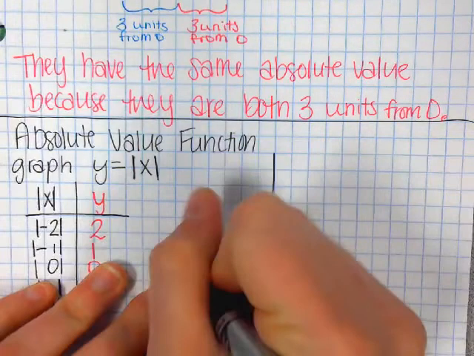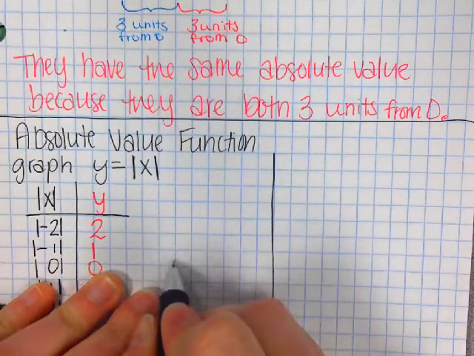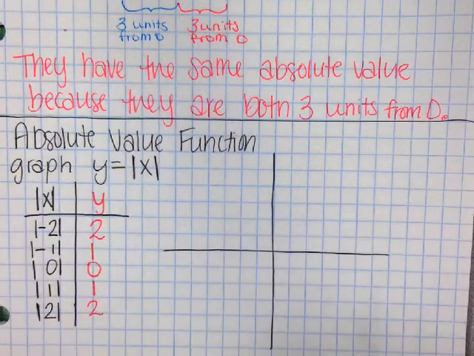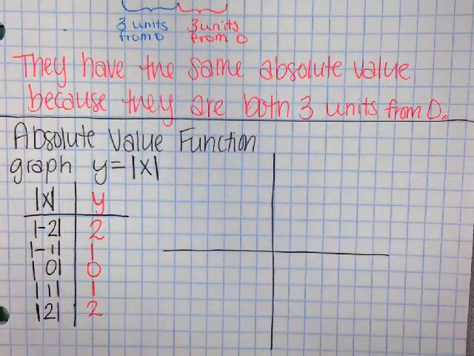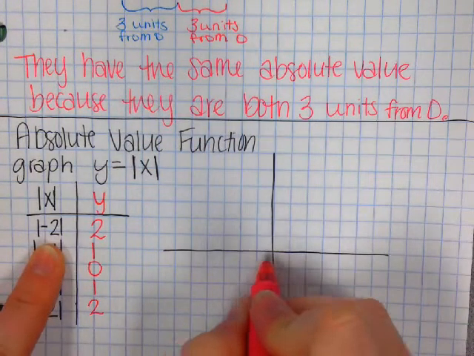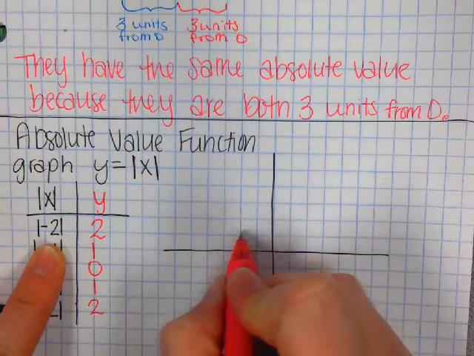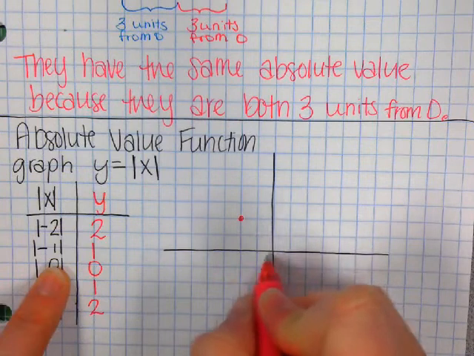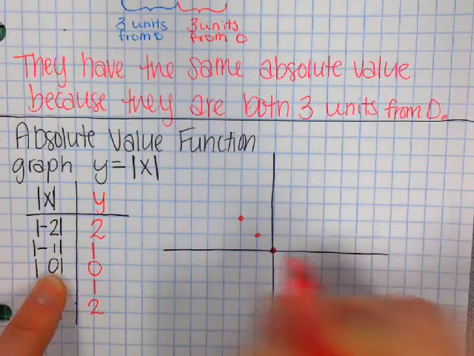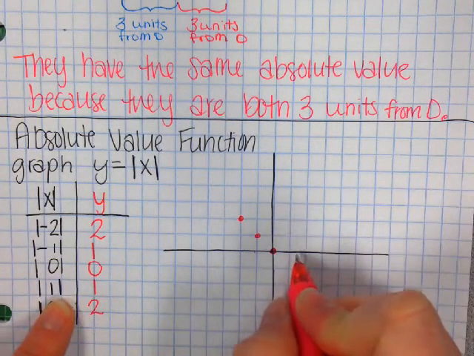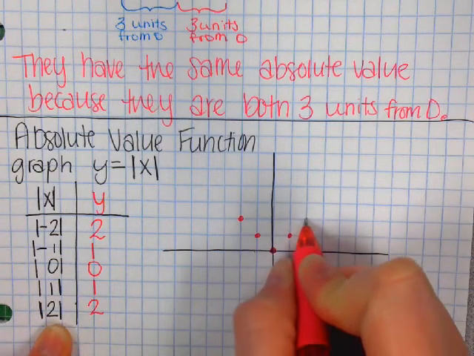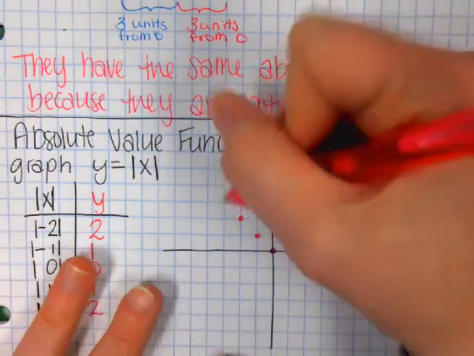Okay. And again, this is just an introduction. We will be working with this a lot more over the next while. Okay, so the first point was at -2, up 2. This one is at -1, 1. This one's at 0, 0. This one's at 1, 1, so over 1, up 1, and then over 2, up 2.